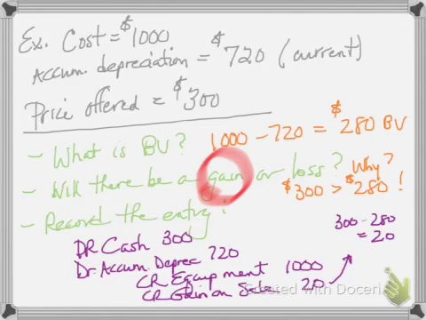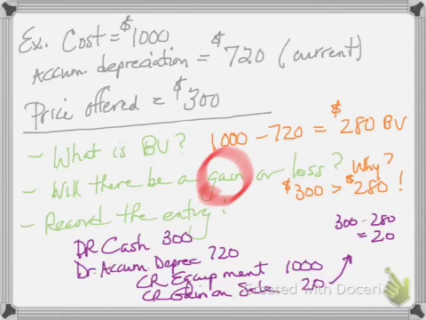Accumulated depreciation is a contra asset account, which means it has a credit balance. So to eliminate that balance, we record a debit to accumulated depreciation for $720. We have to credit the equipment account for $1,000 at its cost to make that asset account go away. And then that leaves us with the gain on sale of $20.